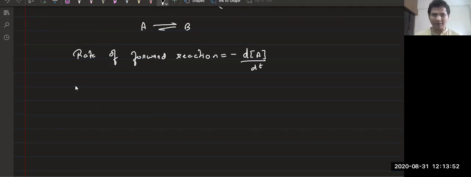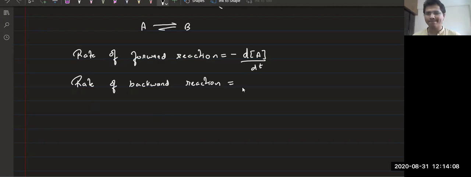Yes. In the same way, rate of backward reaction will be equal to d concentration of B by dt. Yes or no? Right? Because concentration of B is increasing now. Concentration of B is increasing, right? If it is decreasing, we can just put minus, it's fine.